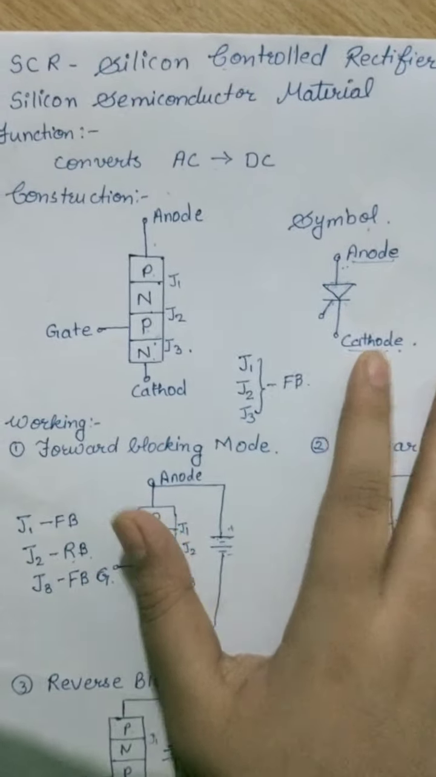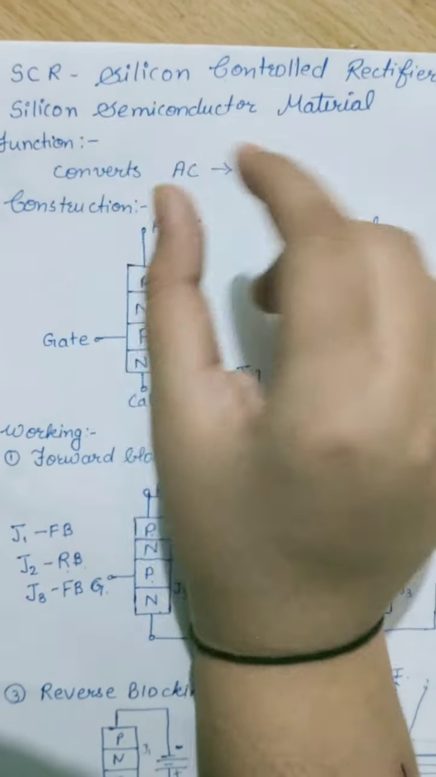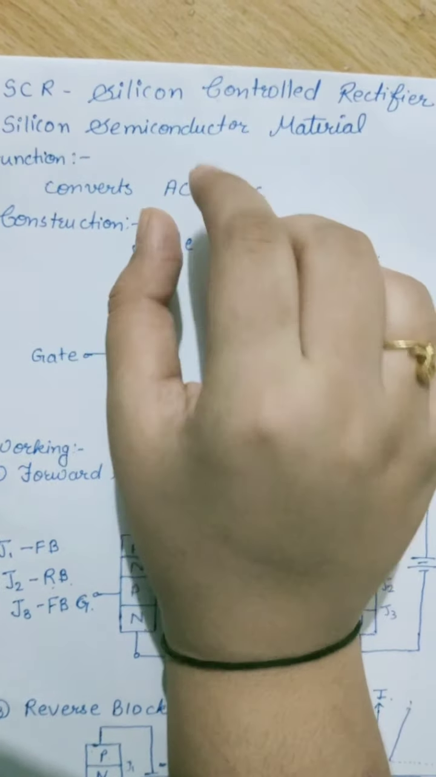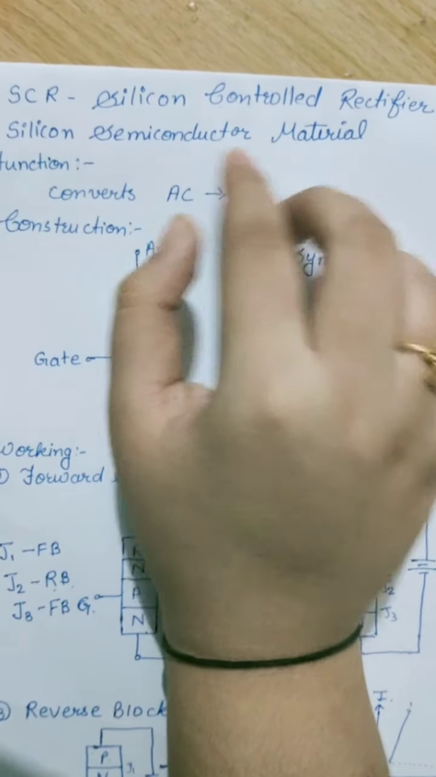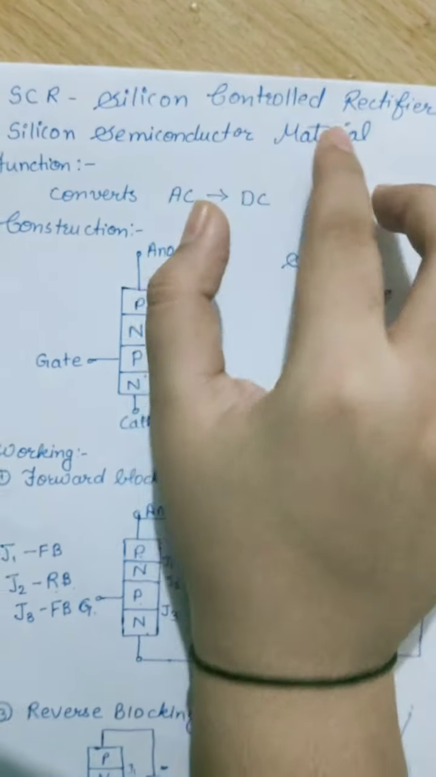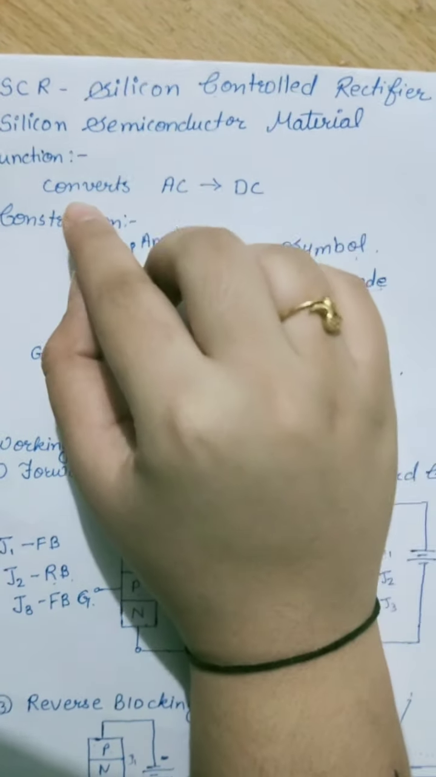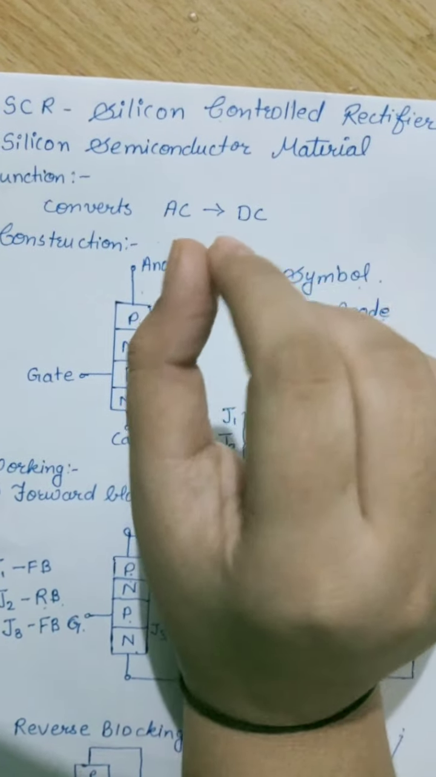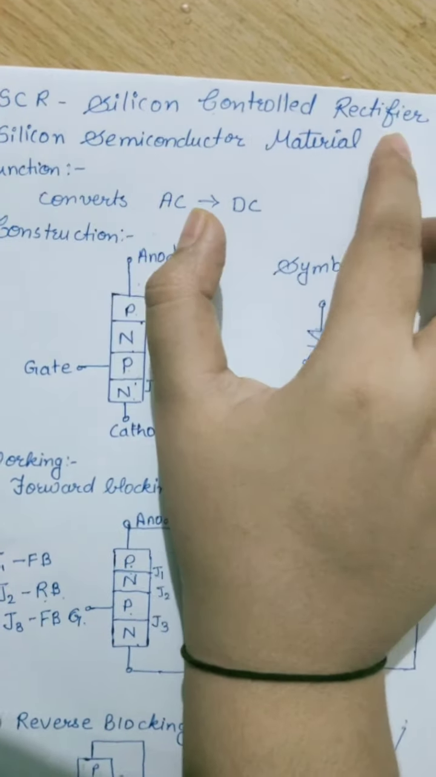Hello friends, today we are discussing the SCR, that is silicon controlled rectifier. The name silicon is because silicon semiconductor material is used in the SCR, and controlled rectifier because it converts AC to DC, and as this is controllable, that's why it is the controlled rectifier.